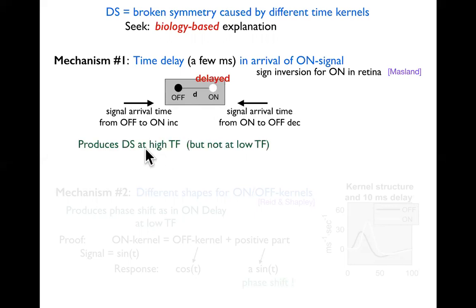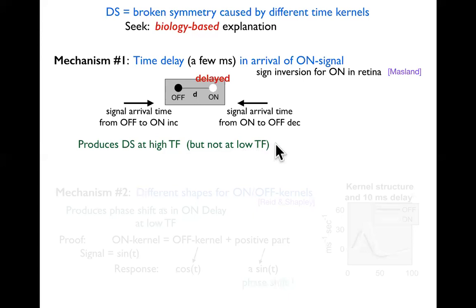And we could test it, and indeed, it produces DS at high temporal frequencies, but not at low temporal frequencies. Well, actually, it does at low temporal frequencies too, but you can't really see it. It's not perceptible because at low temporal frequencies, the travel time from here to here is really long, 100 plus milliseconds, and you delay by a few milliseconds, you're not going to see a whole lot of difference. So this mechanism works well at high temporal frequencies like 10 hertz, but does not work well at temporal frequencies like 2 hertz.